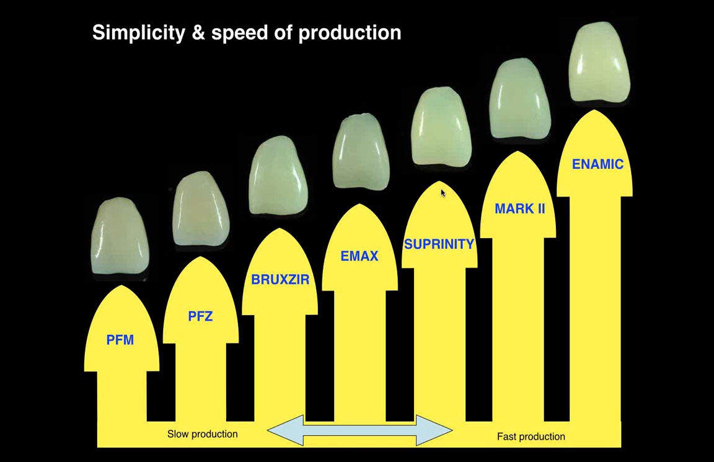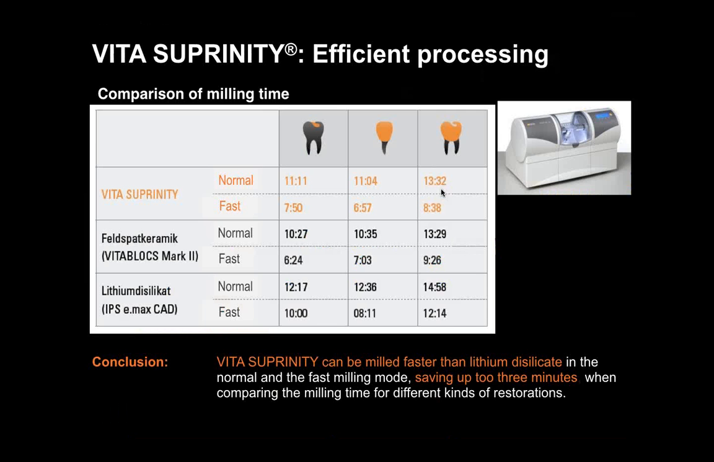Then after that comes naturally the Mark II and then Suprinity. Porcelain fused to metal is basically the crown which takes the most time. You have to have your metal frame, you have to do your veneering. Porcelain fused to zircon also takes a lot of time. So basically, enamic, Mark II, Suprinity are the three products which I think can be produced very, very fast, chairside. Also, the milling time of Suprinity compared to some of the lithium disilicate are faster. It mills easier, it mills nicer.